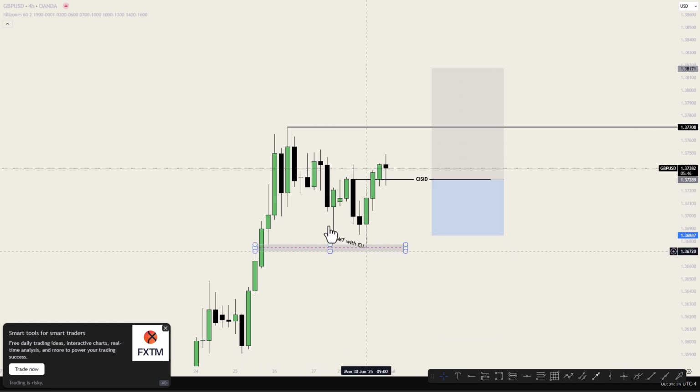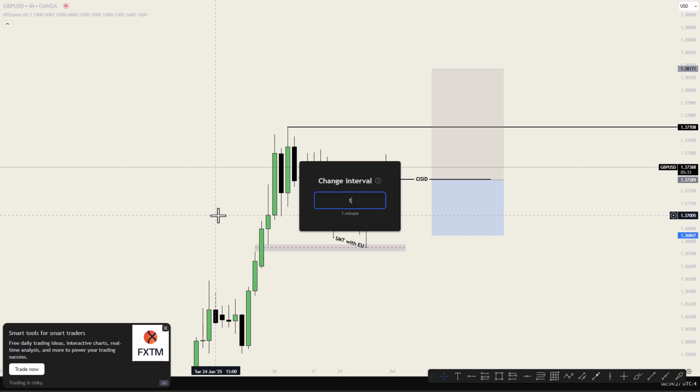If you go to EU, you see that there's an SMT divergence here. So here we're expecting price to be bullish on GU because we're expecting price to be bearish on dollar index. So here, let's go to the 15 minutes time frame.